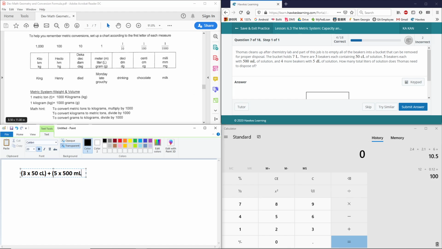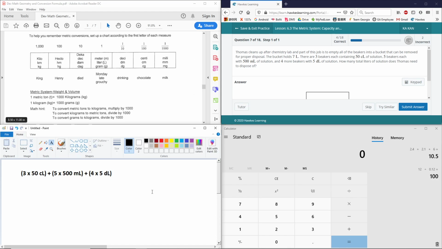500 milliliter, and then plus 4 times 5 deciliter. Now keep in mind that the bucket in this problem, the one that says 7 liter, does not add into the solution. Basically, you're trying to clean out the lab, and those are the stuff that you have left over. You're going to dump into the bucket, basically. Don't worry about the buckets. Let's just look at the solutions.